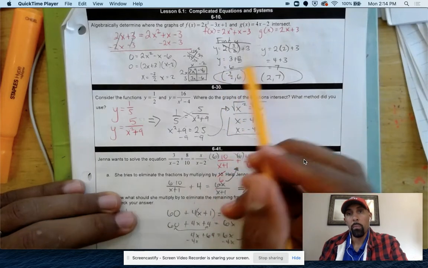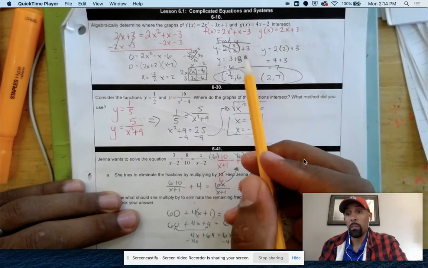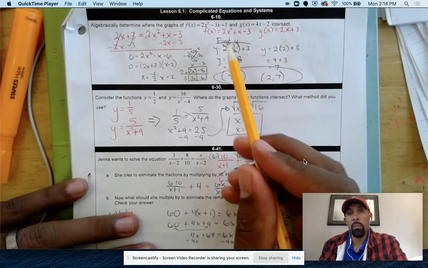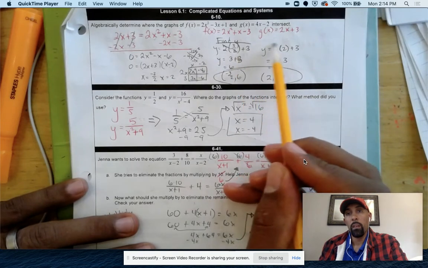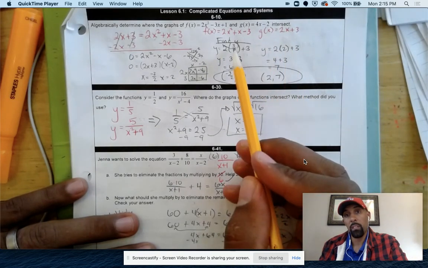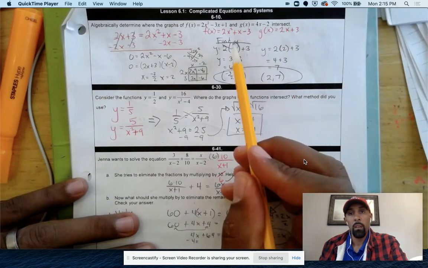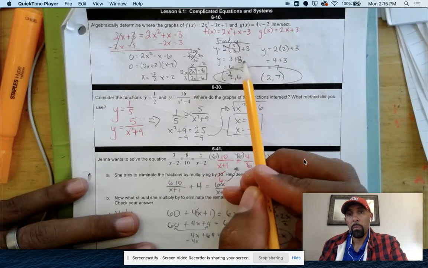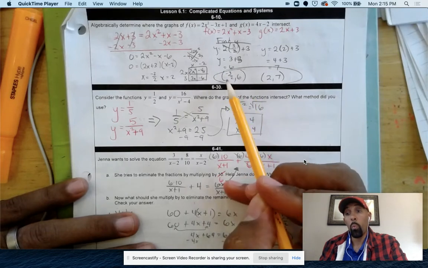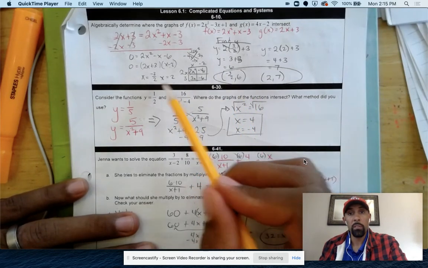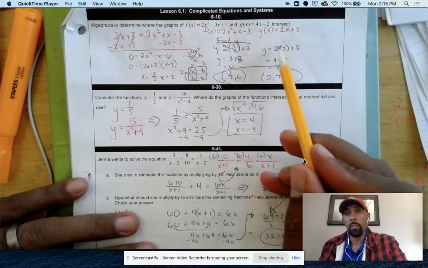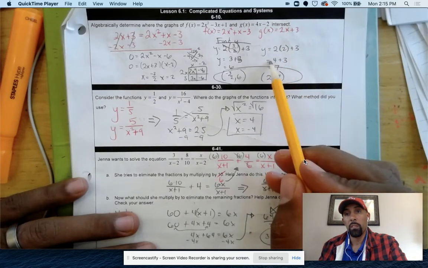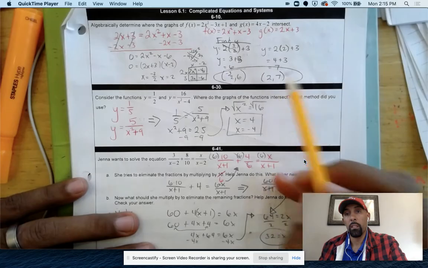But remember, I'm looking for where they intersect, so I'm looking for the y value as well, the actual point where they cross. To find that y value, I plug the x value into the easier equation. I plugged negative 3 over 2 into 2x plus 3, and the 2's cancel, and I get negative 3 plus 3. Then for the other point, I plug in the 2, and I get 2 times 2 plus 3, 4 plus 3, 7.